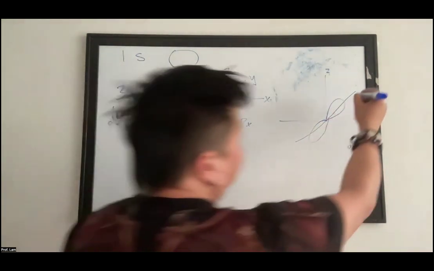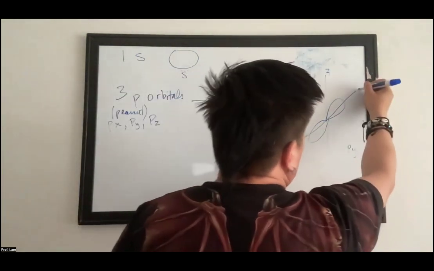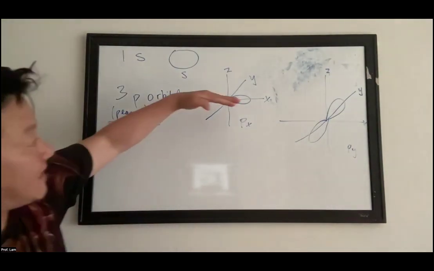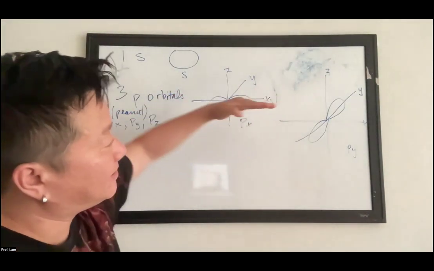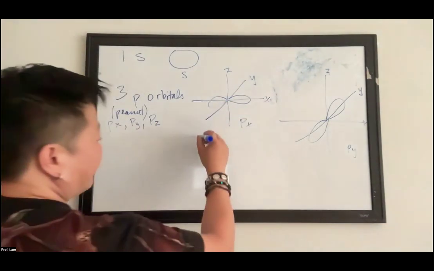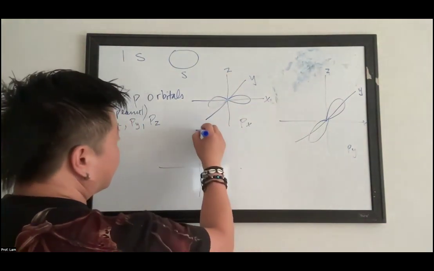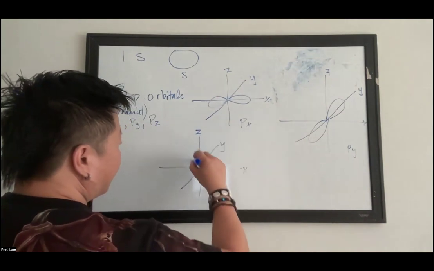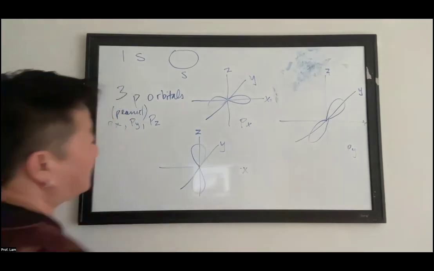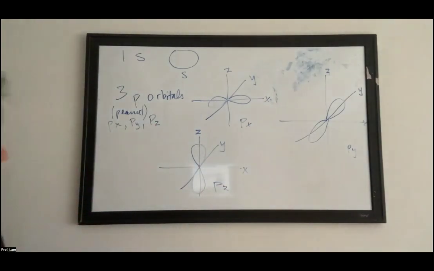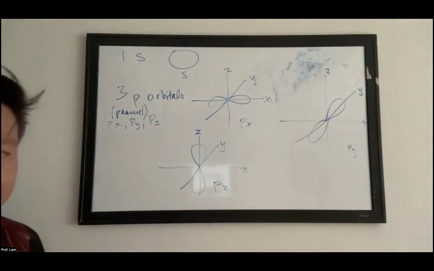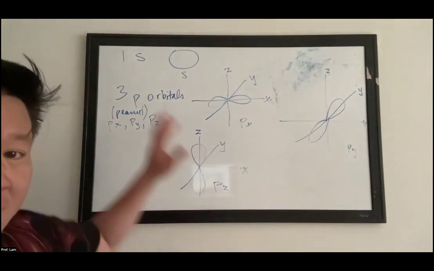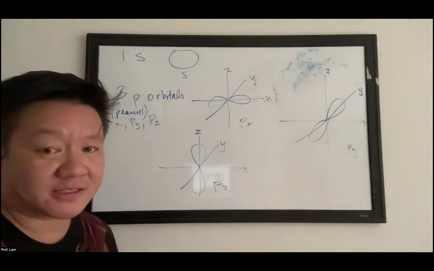So I make my p-y lie on the y-axis. Okay, you see how that looks different, right? And then for the pz, draw your z-axis. Label your axis and say pz. So now you know how to draw the 4. These are easier.